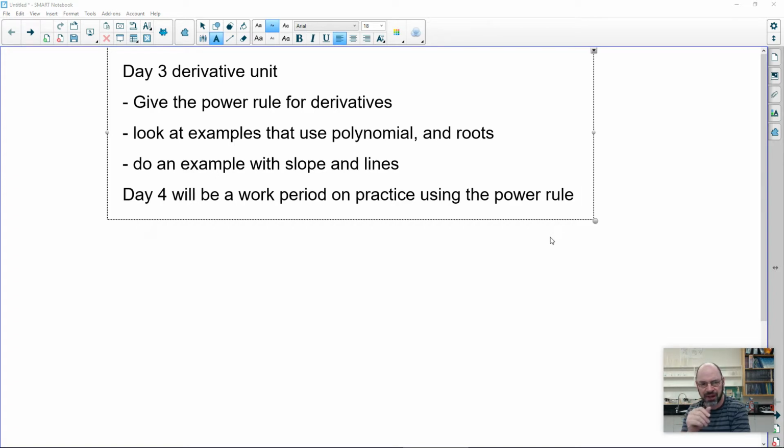And then we're going to do an example that has slope and lines in them, because we know the derivative represents the slope of a tangent line at that particular curve that you're dealing with.